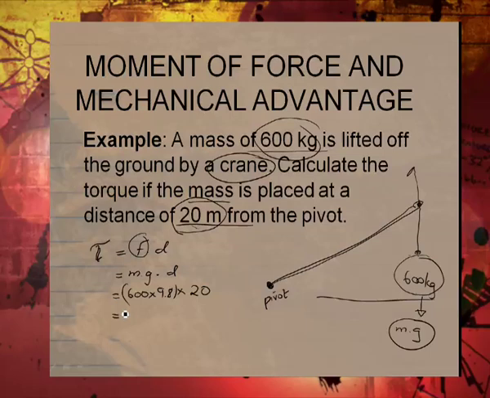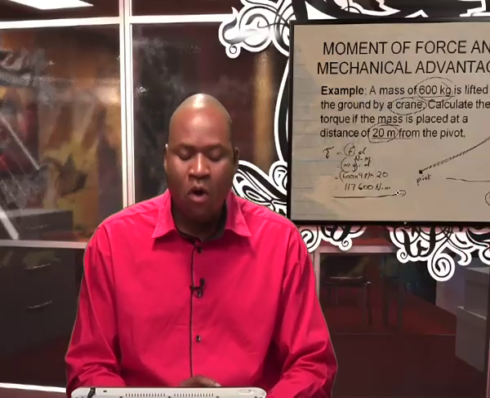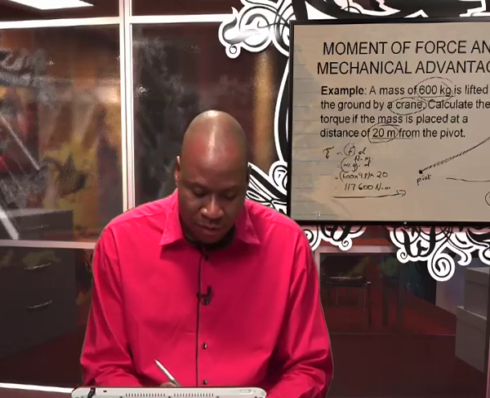600 times 9.8 times 20. That works out to 117,600. What is the unit here? This is Newton, the force. This is distance, meters. So Newton meter. That then becomes the unit of measurement for torque, or for moment of a force.